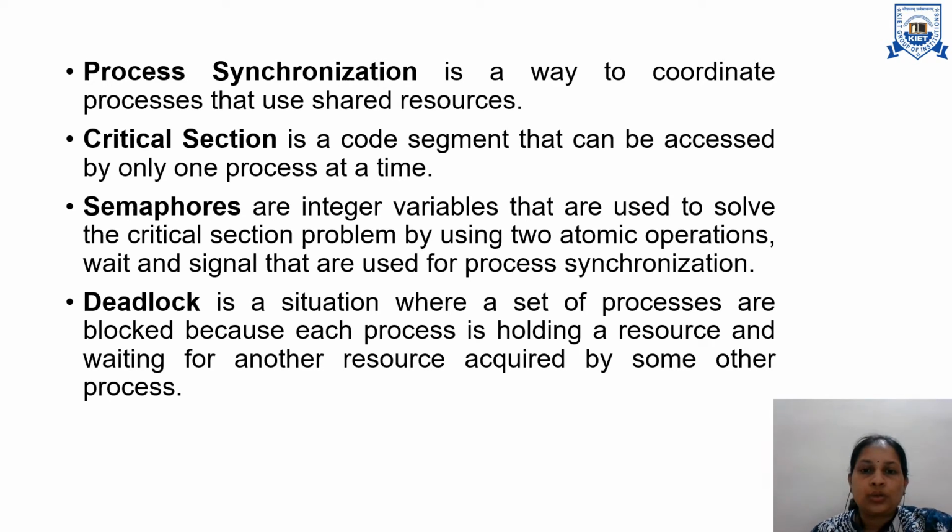Deadlock. Deadlock is the situation where a set of processes are blocked because each process is holding a resource and waiting for another resource required by some other process. So basically deadlock is a scenario in which every process is waiting for another process to release the resource so that the previous process can complete its task.